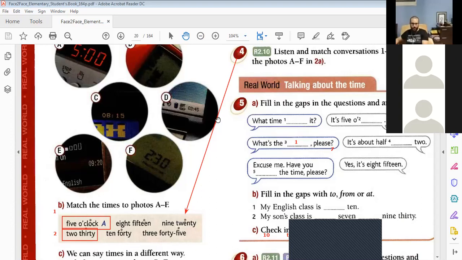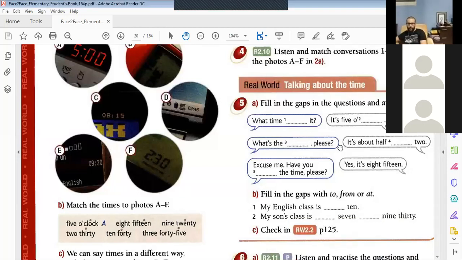8:15. It's 15. That's correct. 8:15. This is number three. Okay, great. Now, let's talk about exercise five. Let's talk about how to ask about time and how to talk about time. So number five says here, fill in the gaps in the questions and answers. So we have some questions and answers here. Let's complete the gaps.